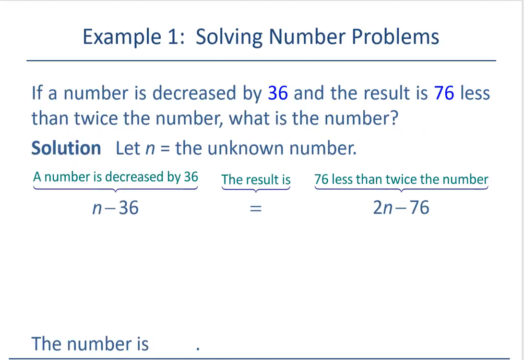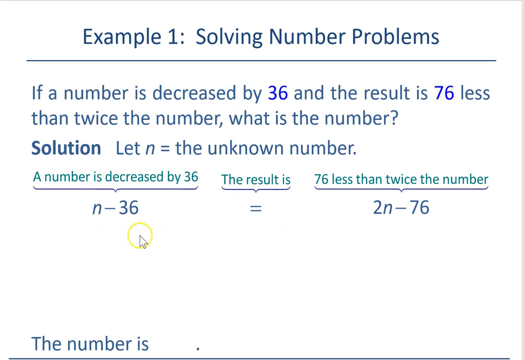We'll just keep with their examples real quick before we work some. If a number is decreased by 36 and the result is 76 less than twice the number, what is the number? Notice what it's doing here. A number is decreased by 36. The result is, well, that's saying an equal sign, 76 less than what? Twice the number.